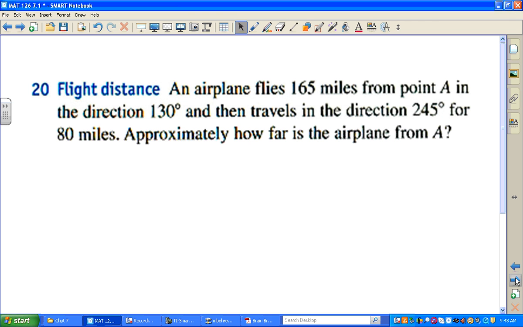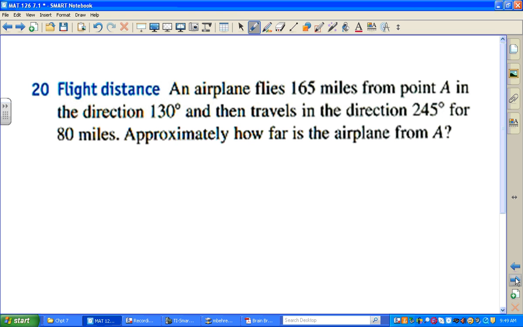Try this one. This one, you're going to have to use the unit circle instead of the bearings we talked about yesterday. Did I write that down right? That number does not appear in that product, so it should be 350 and 420. Okay. An airplane flies 165 from point A in the direction of 130 and travels in the direction 245 for 80 miles. Approximately how far is the plane from A? And here, obviously, a picture is crucial.